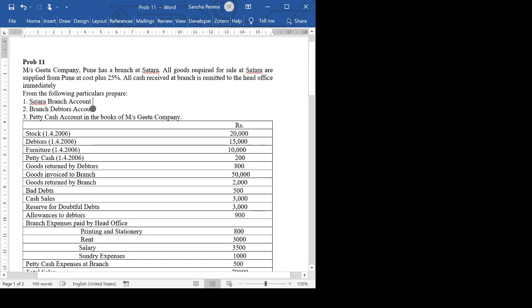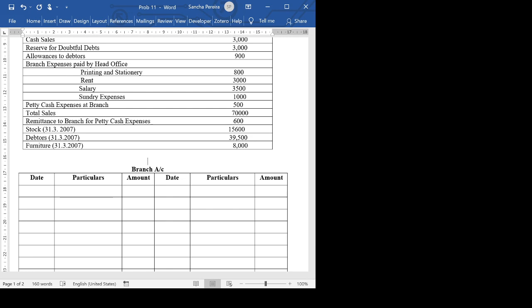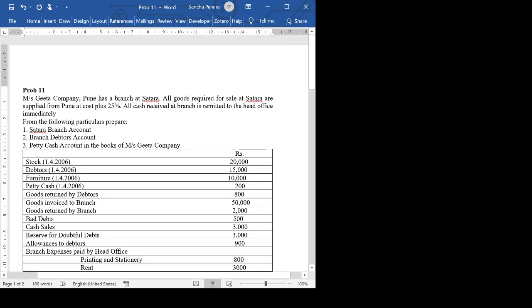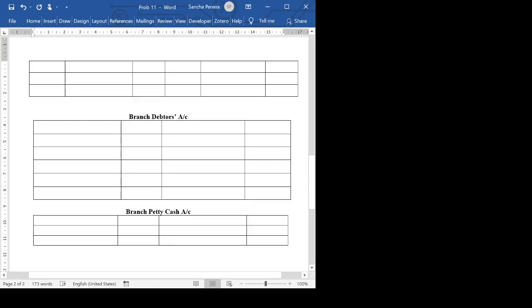In the books of Gita Company, Gita and Company, Satara branch account, branch debtors account, and branch petty cash account.